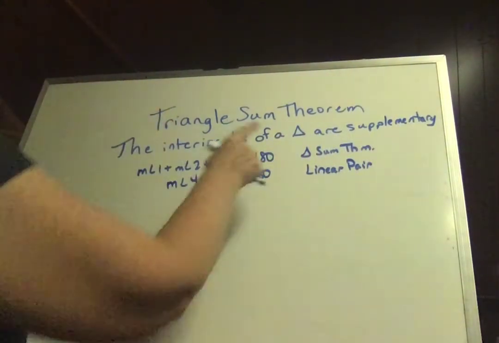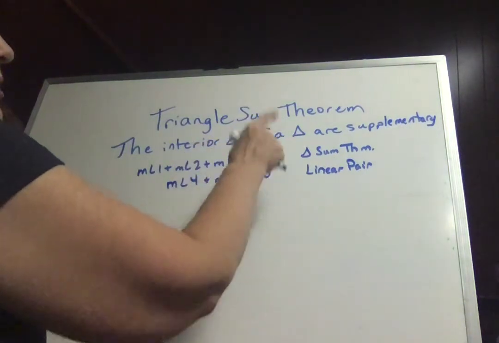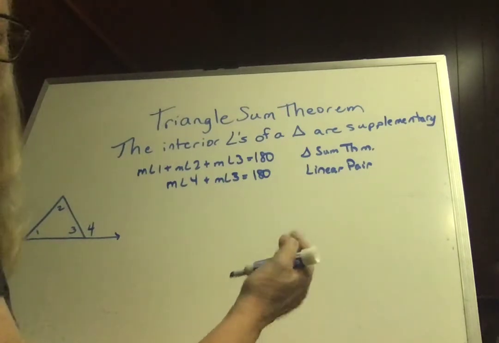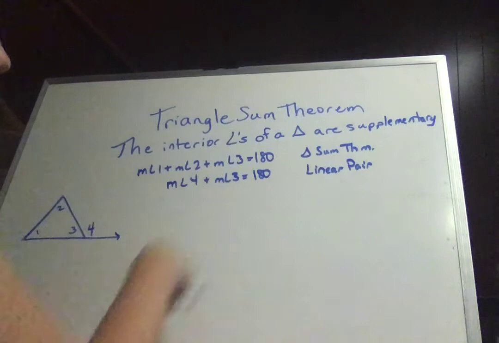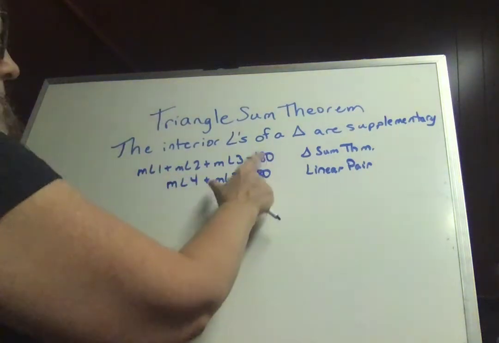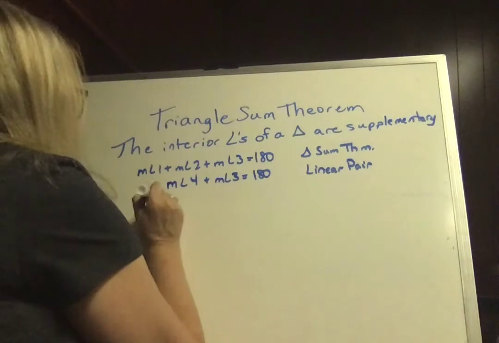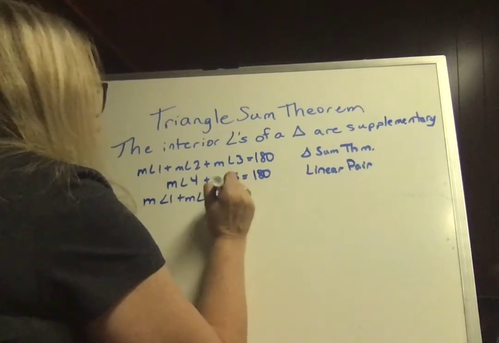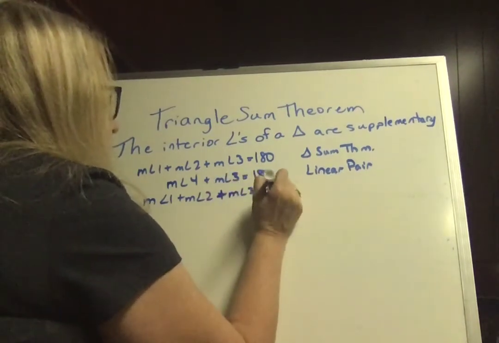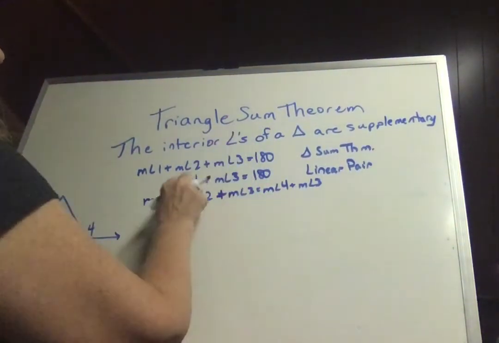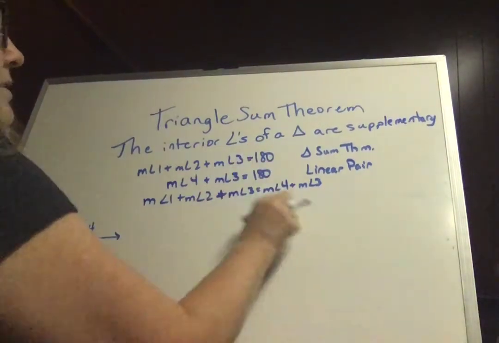So we now have interior angles of a triangle are supplementary, linear pair is supplementary, and same side interior angles. If you have 2 parallel lines and a transversal, same side interior angles are supplementary. Looking at these two, if this equals 180 and this equals 180, then the measure of angle 1 plus measure of angle 2 plus measure of angle 3 equals measure of angle 4 plus measure of angle 3. This equals 180 and this equals 180, so they equal each other.